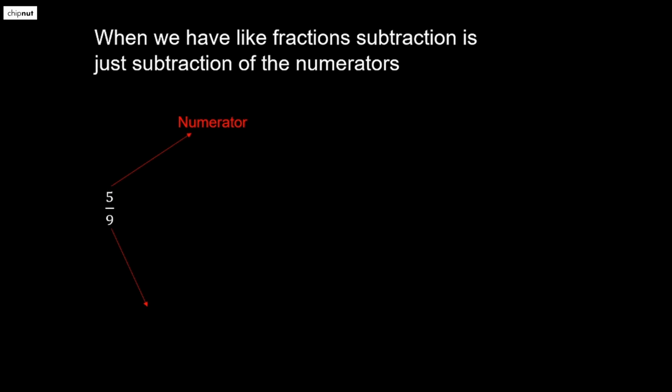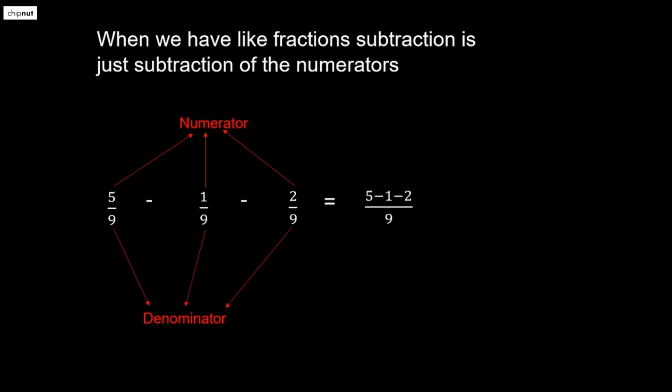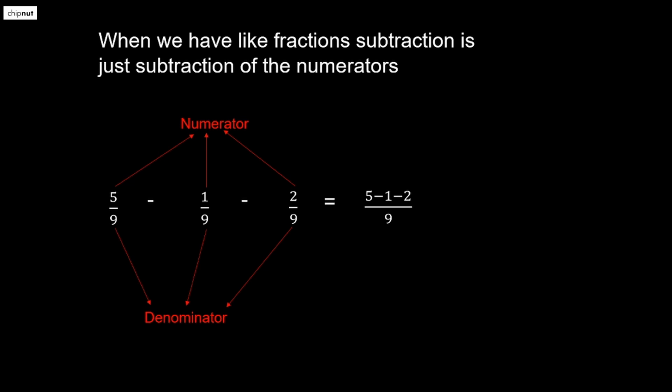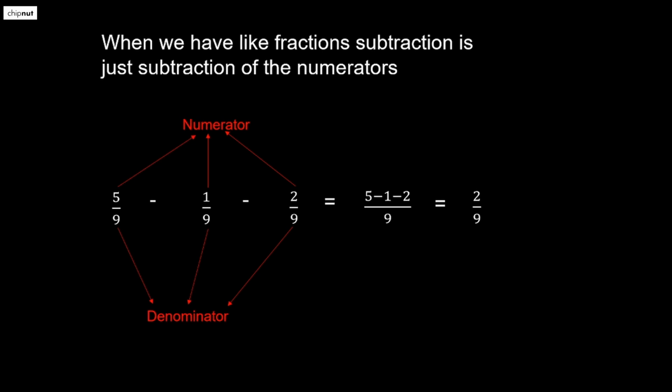Another example. We have like fractions 5 by 9, 1 by 9 and 2 by 9. If we have to subtract all of these, it is just the subtraction of the numerators, 5 minus 1 minus 2 upon 9, and it gives us the answer 2 by 9. So the comparison, addition and subtraction of like fractions is very easy.